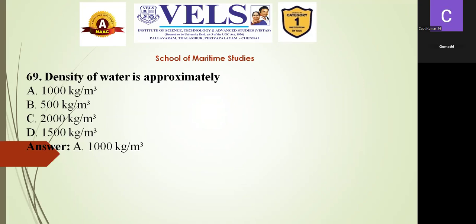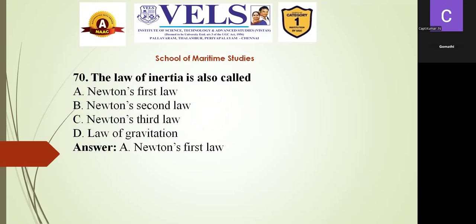Our next question is: density of water is approximately? Density is defined as mass per volume. So the density of water is approximately 1000 kilogram per meter cube.